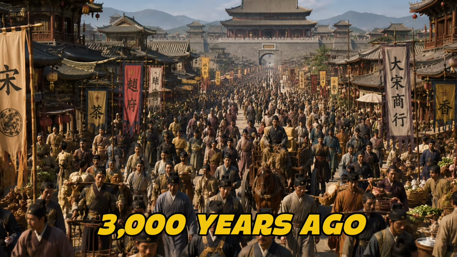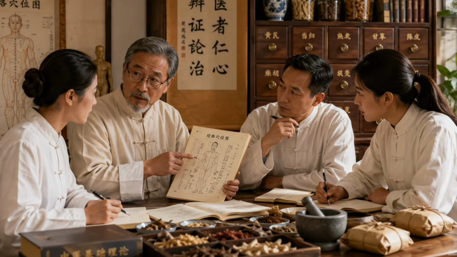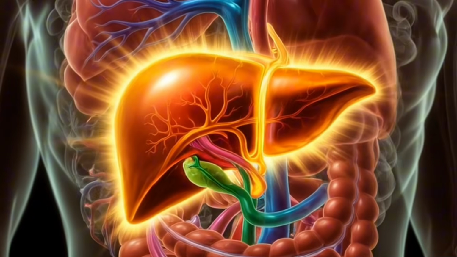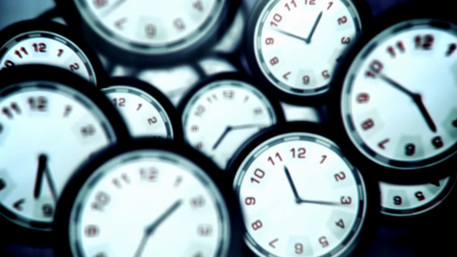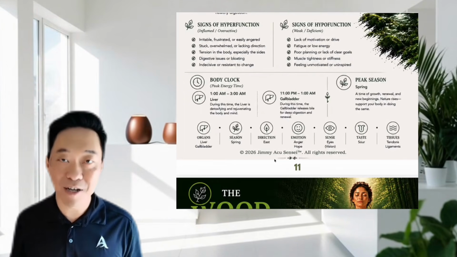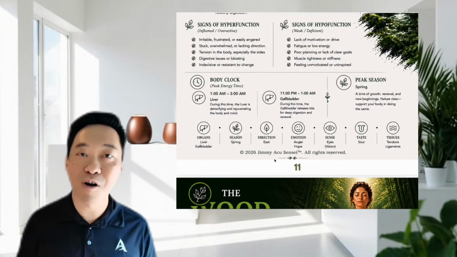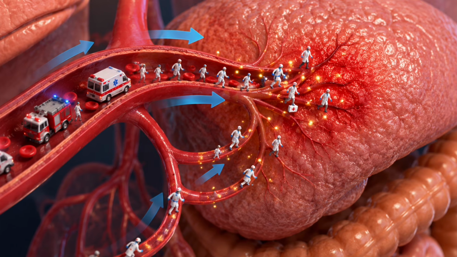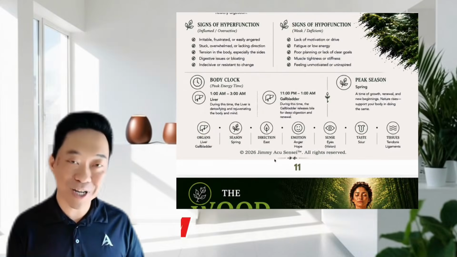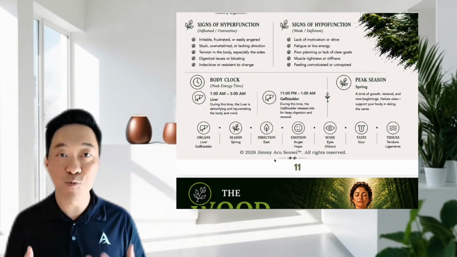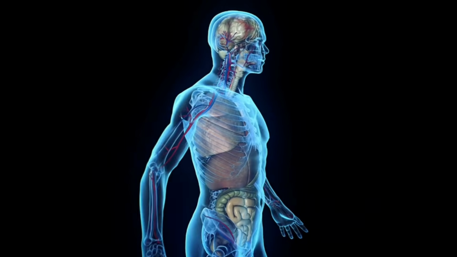So every organ has a peak energy time. 3,000 years ago, TCM practitioners observed that the body moves resources to different organ systems at different times of the day. Now, it doesn't mean it stops giving resources to the rest of the body. No, that's not what I'm talking about. It just moves a little more troops or ambulances or fire trucks or doctors to a certain organ system at a specific time.